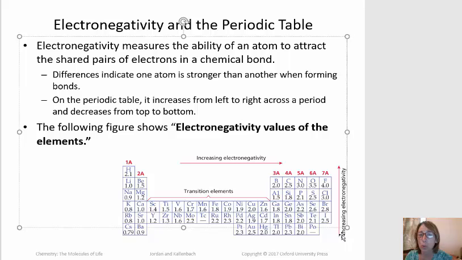Now, there is a trend on the periodic table as we go from left to right. Electronegativity increases across the period, and as we go from the bottom of a family or group or column up, it also increases. But you'll always have this table, so you won't have to memorize any electronegativity values.